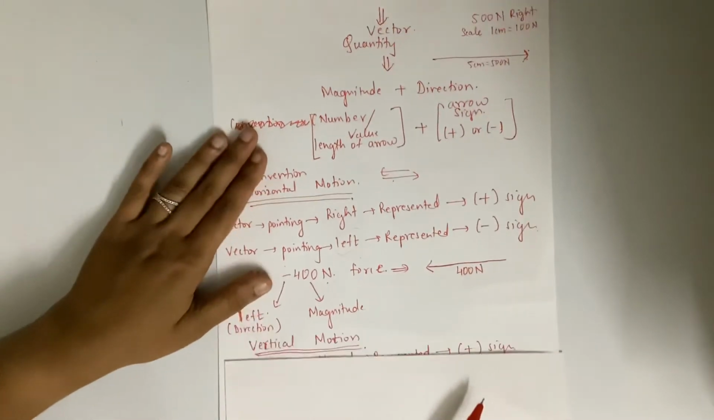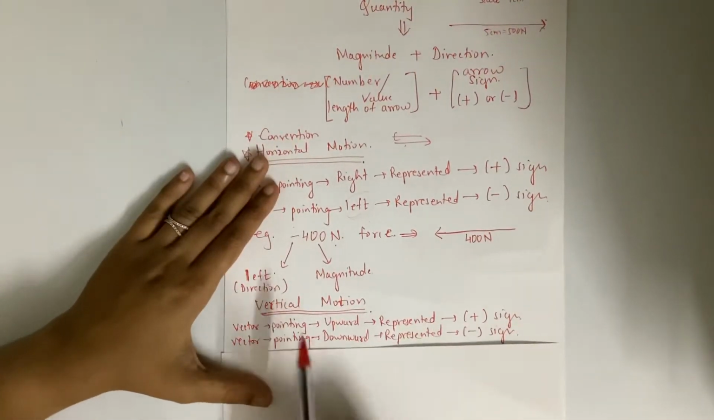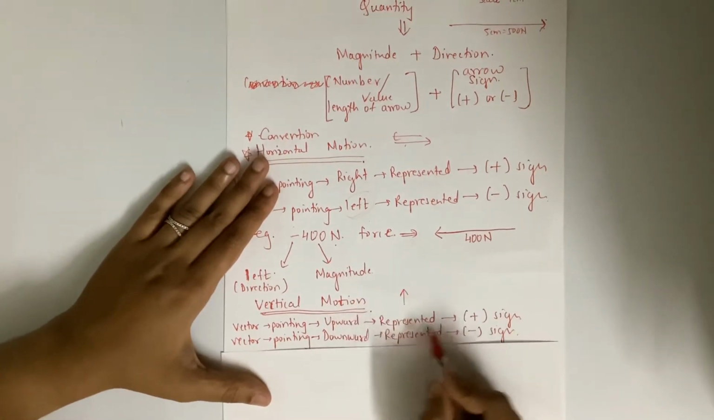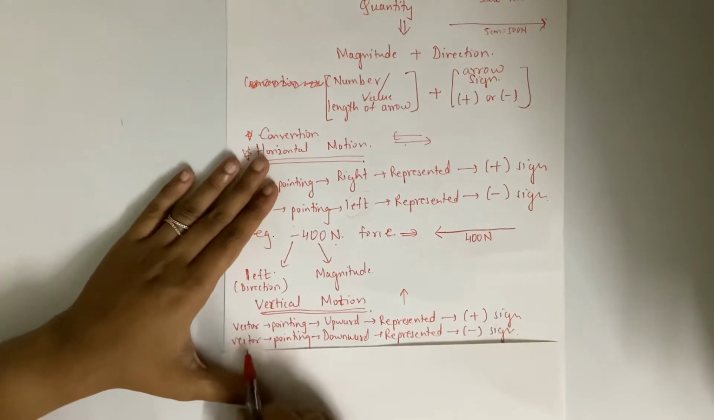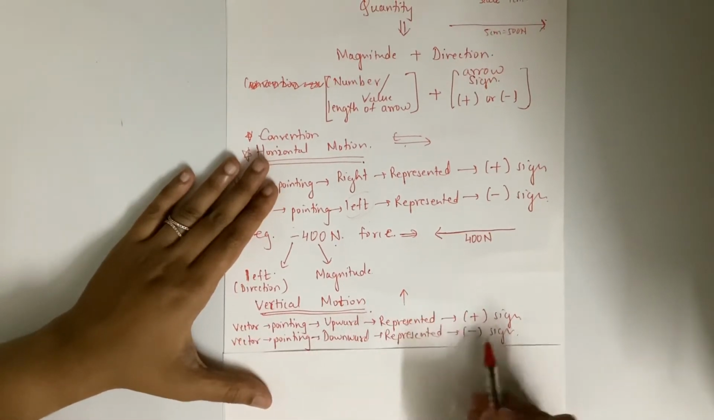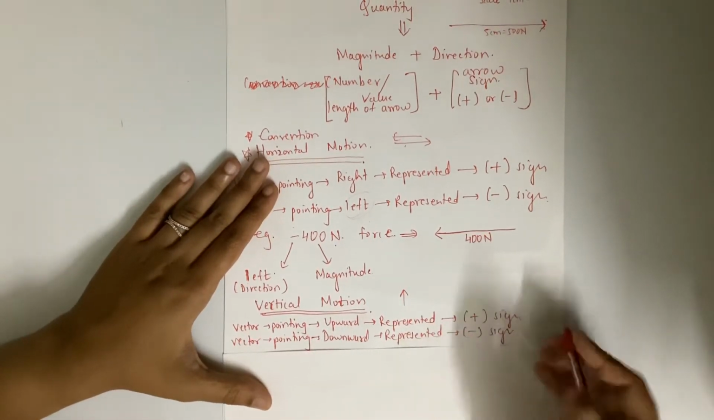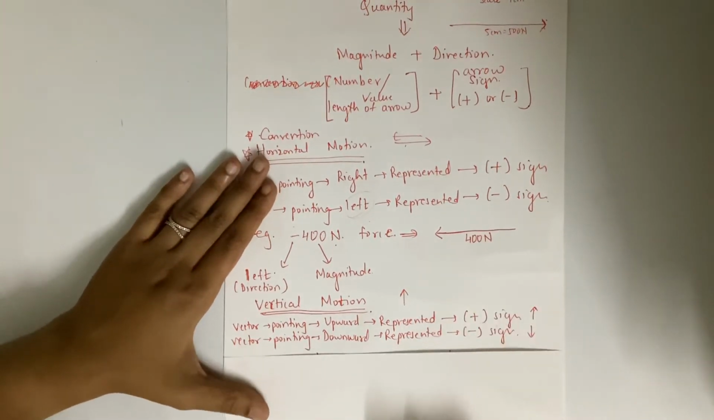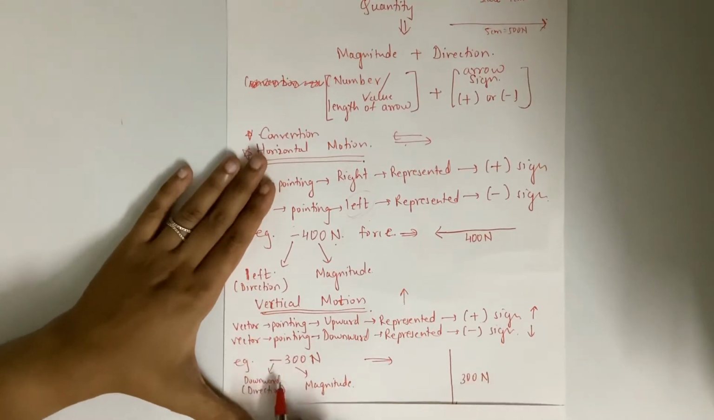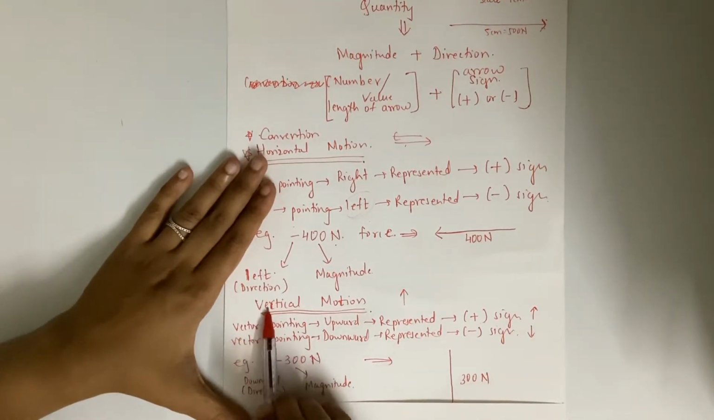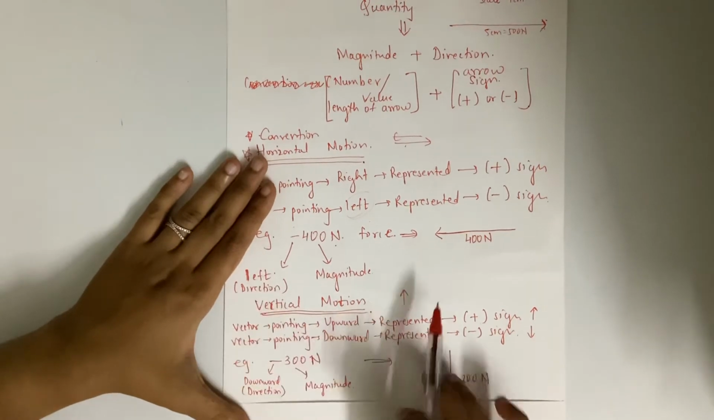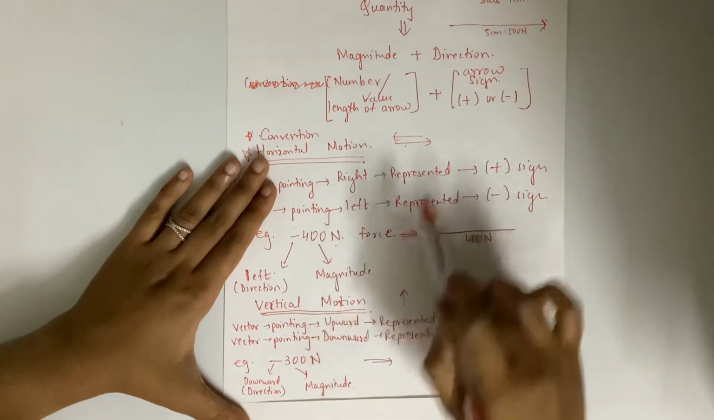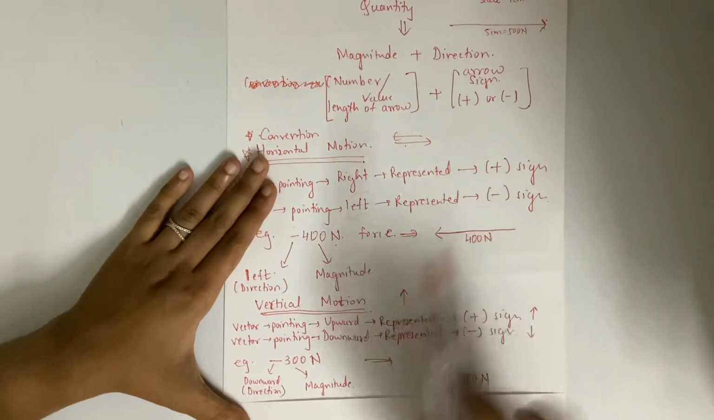And when there is vertical motion, when the vector is pointing upward, it is represented by a plus sign, and when the vector is pointing downward, it is represented by a minus sign. So upward is represented by a plus sign and downward by a minus sign. If the vector is given for vertical motion, they will specify either horizontal motion or vertical motion. They cannot give both together because then the signs will get mixed up.